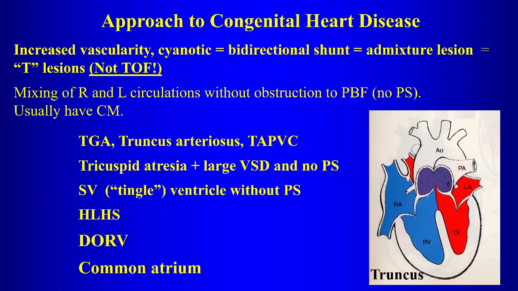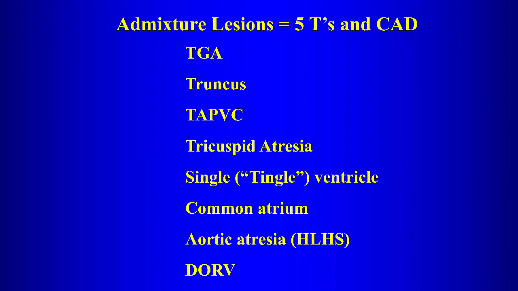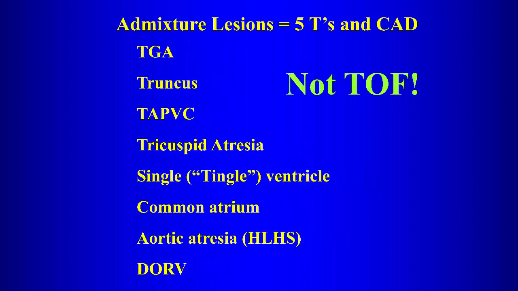Now there are some others: tricuspid atresia with a large VSD and no pulmonic stenosis, single ventricle, hypoplastic left heart, double outlet right ventricle, common atrium. Those are some more unusual ones. So here's a nice mnemonic, 5 T's in CAD. Transposition, truncus, total anomalous pulmonary venous return, tricuspid atresia without pulmonic stenosis, single ventricle, tingle ventricle if you want, right? Common atrium, hypoplastic left heart, which is a form of aortic atresia, double outlet right ventricle. So that you can memorize. But the point is not tetralogy of Fallot. So we don't want to think about that.